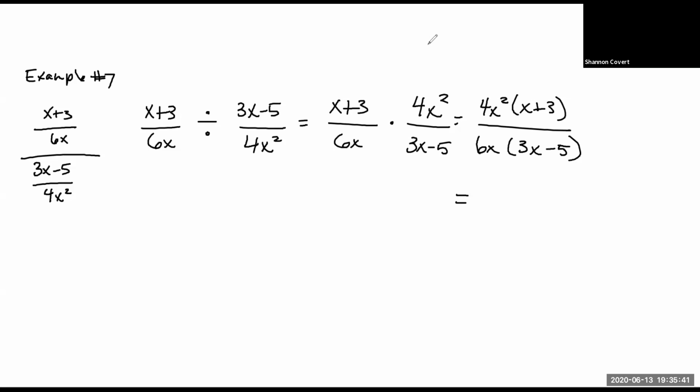Now I start reducing. 2 goes into 4 2 times. It goes into 6 3. I have x squared in my numerator, x in my denominator. It leaves me with x in my numerator. So my numerator becomes 2x times x plus 3. And my denominator becomes 3 times 3x minus 5. And we can box that in. That's as low as it'll go.